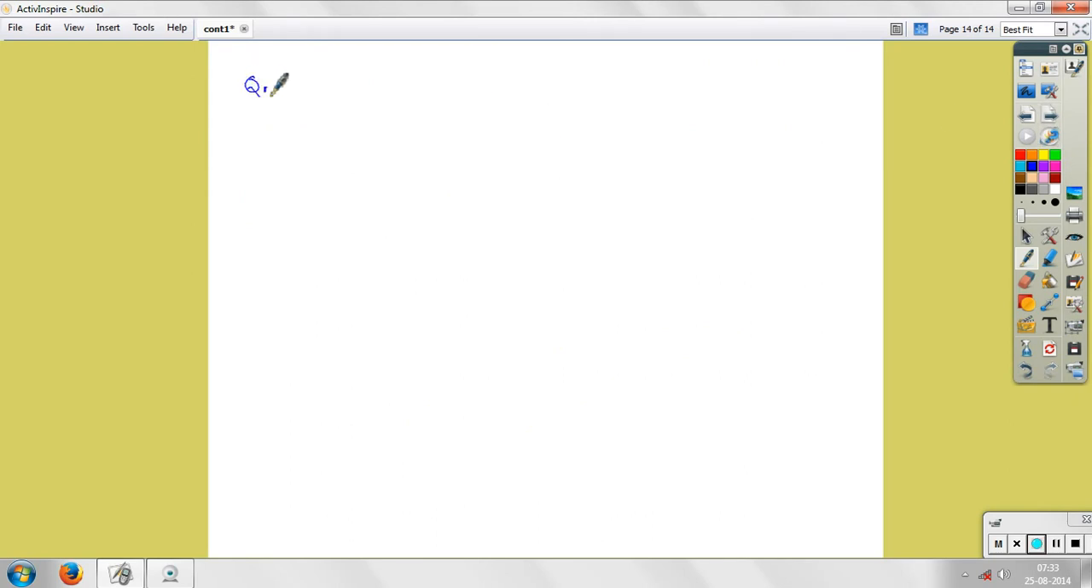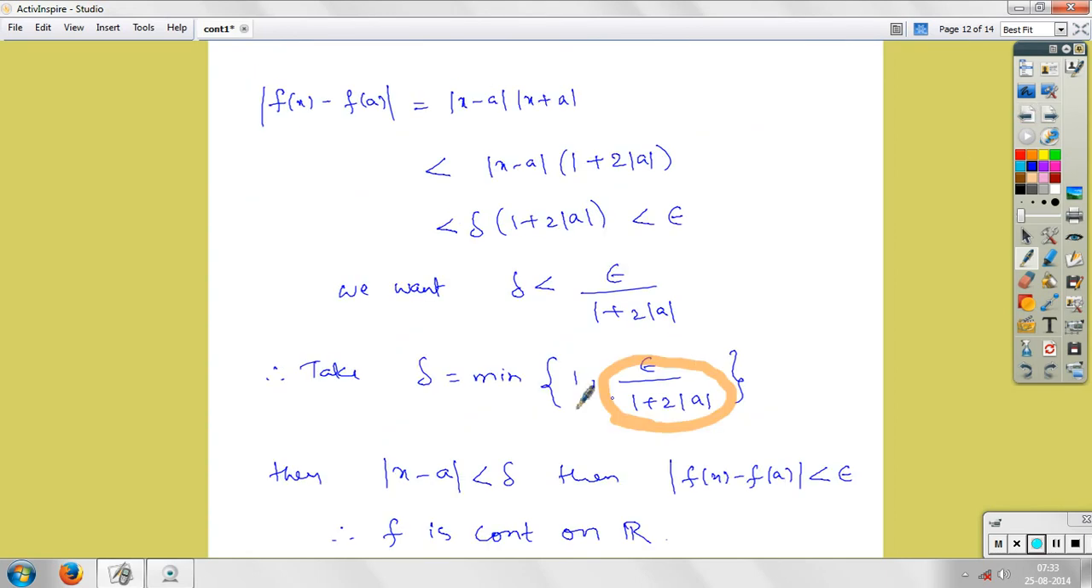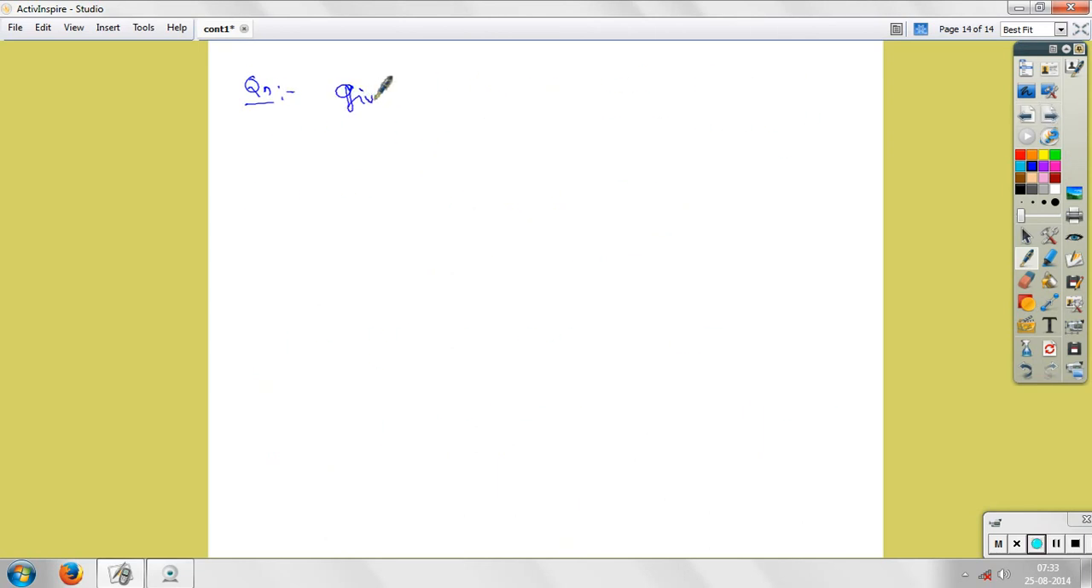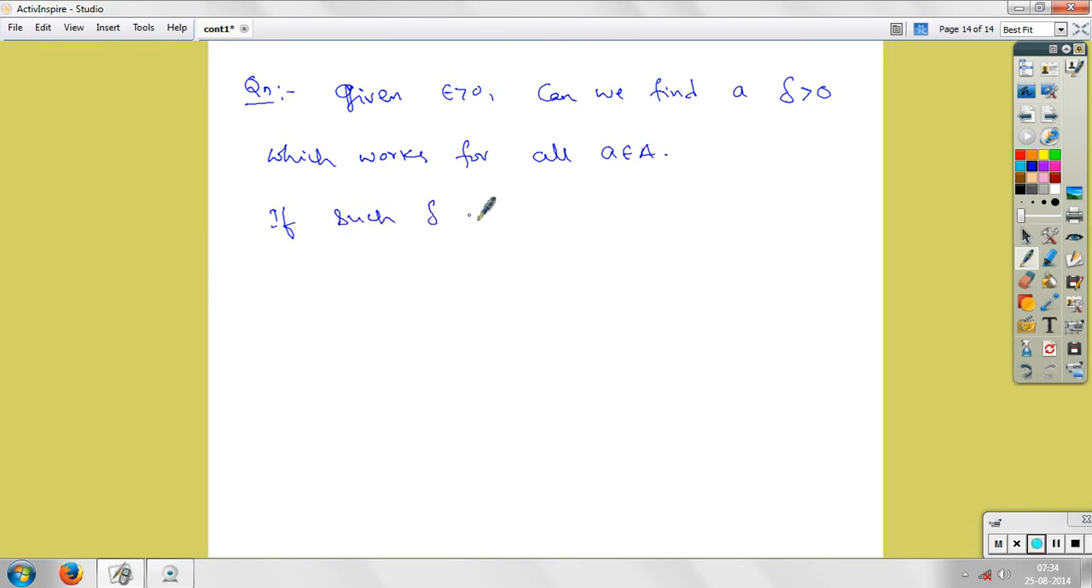Now, another question I can ask is, if you see this example, our delta depends on a also. So the question is, given any epsilon, can we find a delta greater than 0 which depends only on epsilon and works for all a in A? And if such a delta exists, then f is called uniformly continuous.